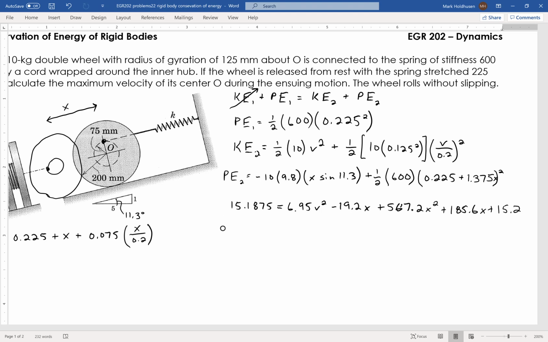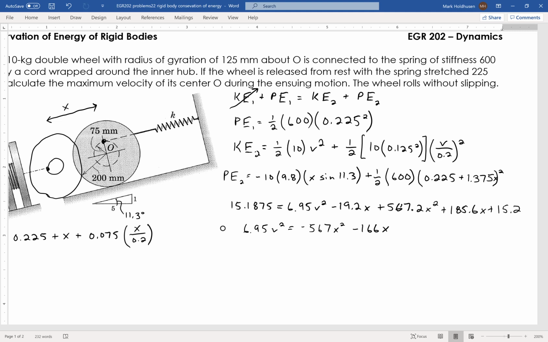So I've got this big long equation with v squared in it and x in it. Rearranging this a little bit, basically getting v on one side, I have 6.95 v squared equals negative 567 x squared minus 166x. That's an equation that relates the velocity to the position.